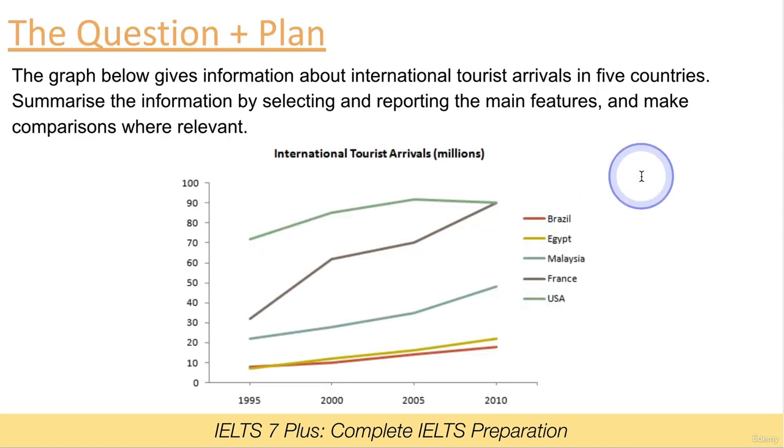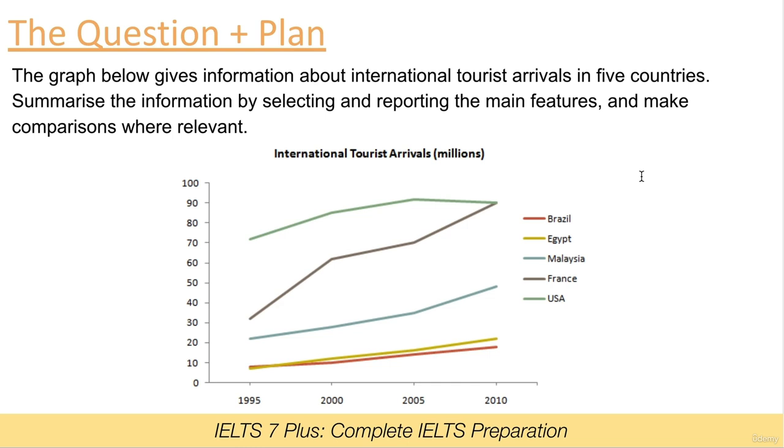Okay, so we're in the exam, we open the booklet, and here we are presented with this question. It can be daunting, but we're just going to break it down and really see what the question is asking from us. Okay, so the question is, the graph below gives information about international tourist arrivals in 5 countries. Summarize the information by selecting and reporting the main features and make comparisons where relevant.